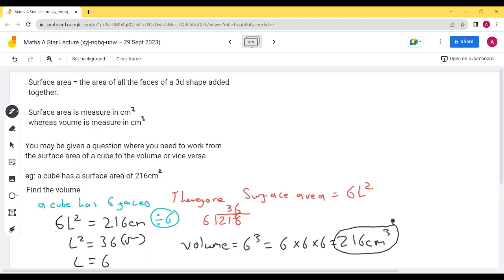So, say if we were told the volume of a cube is 64 centimeters cubed, and we have to work back. We would do the cube root of 64 to get to 4, then we would do 4 times 4 to get to 16, and then we would times that by 6 to get to 96 centimeters squared. Don't worry too much about the numbers in this example. What I'm saying is you do the same process. You work backwards from wherever you were, and then once you get to the length, you can work forwards again. All right.